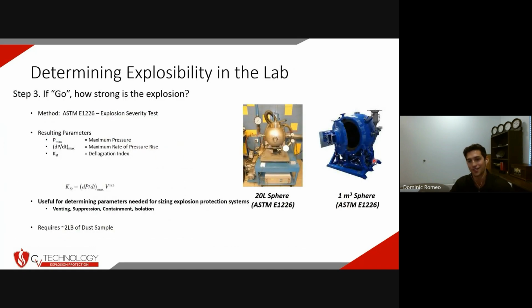And we'll just jump right into the go here. So if it is a go, we're going to try to figure out how dangerous that dust is now. Now that we know it is explosible, we're going to determine the Pmax and KST values. So these are dust-specific material properties of your dust. And Pmax is exactly like it sounds. It's the maximum pressure that can develop in a contained explosion of that dust, whereas KST is going to be how fast that dust reaches that level or that pressure limit. And typically for these tests, we need about 2 pounds of dust.